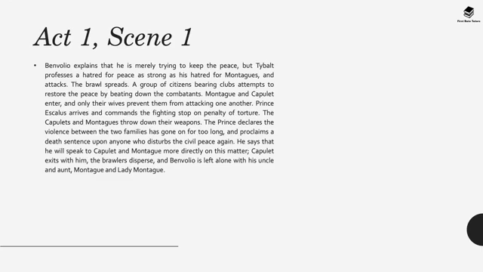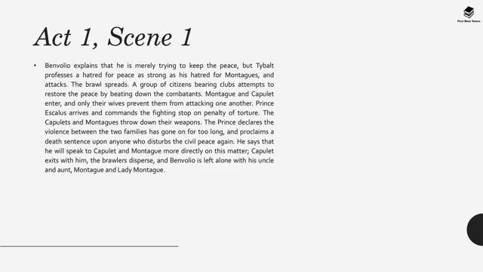A group of citizens bearing clubs attempt to restore the peace by beating down the combatants. Montague and Capulet, the two lords, enter, and only their wives prevent them from attacking one another. Prince Escalus arrives and commands the fighting to stop on penalty of torture. Both families and their servants throw their weapons down, and the prince declares the violence between the two families has gone on for too long, and he says a death sentence will be proclaimed upon anyone who disturbs the civil peace again. He says he'll speak to Lord Capulet and Lord Montague more directly on this matter.